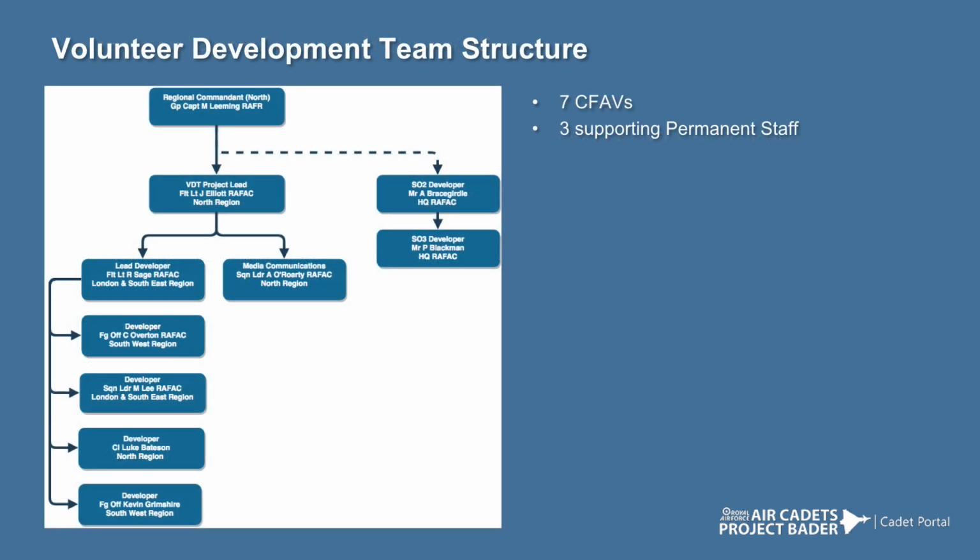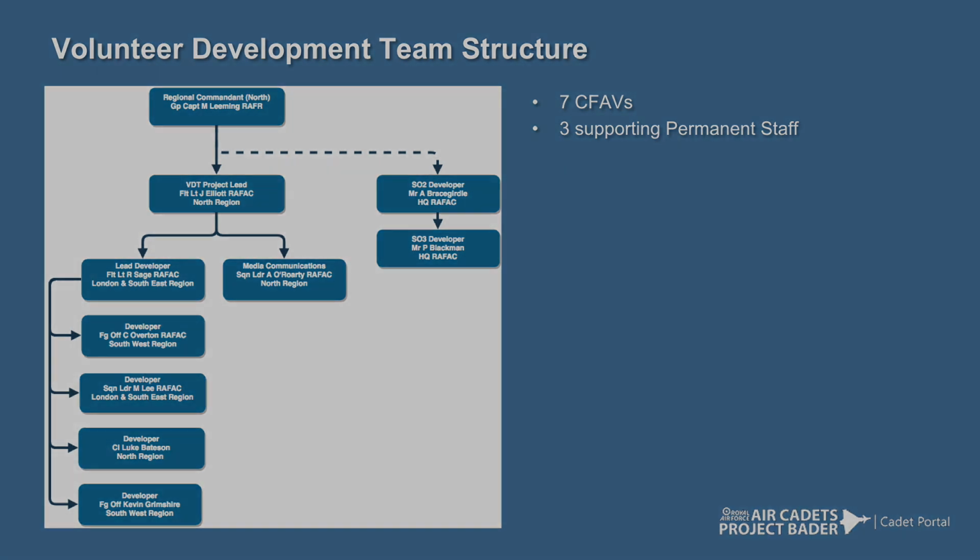The team itself is headed by Regional Commandant North, and I'm working with the developers there. We've got a number of people up and down the country, and a new officer who's just joined us, Squadron Leader Aaron O'Rourke. He's going to be doing the media comms for us, and we've just taken on Flying Officer Kevin Grimshire down in South West Region, who's going to be helping us with the development. You can see there that we're reporting and working alongside the SO2 developer, Andy Bracegirdle, and SO3 developer Paul Blackman at RAF Air HQ. So we've got 7 Cadet Forces adult volunteers and 3 supporting permanent staff.